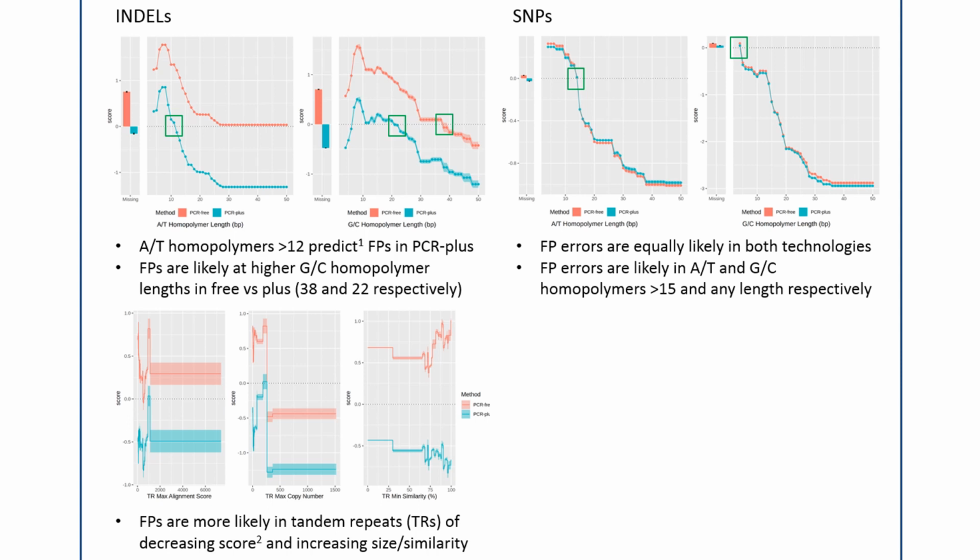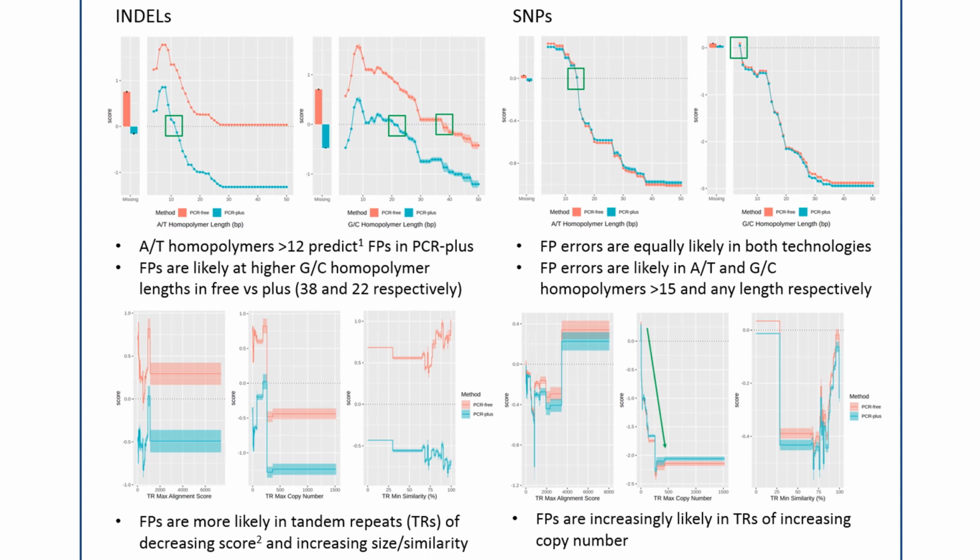For SNPs, the difference between PCR plus and PCR free was much less, but false positives became more likely beyond 15 base pairs in AT homopolymers and at any length in GC homopolymers. For tandem repeats, increasing copy number predicts higher error rates. In general, this illustrates, particularly in the case of homopolymers, how these models can be inspected to find clear delineations beyond which errors are more likely to occur.